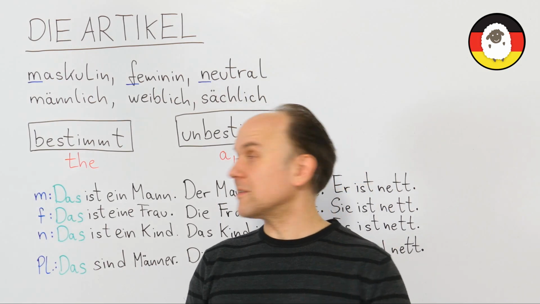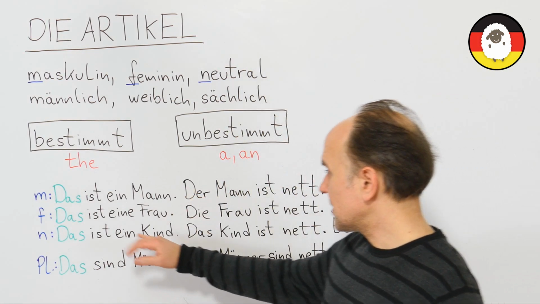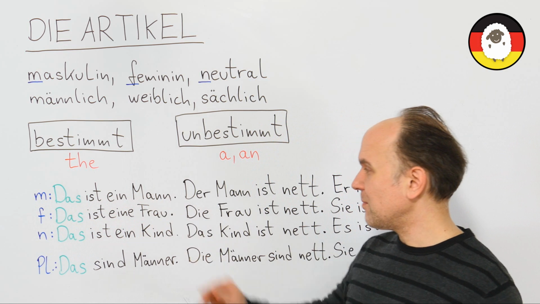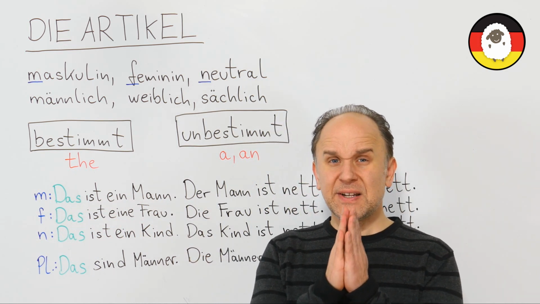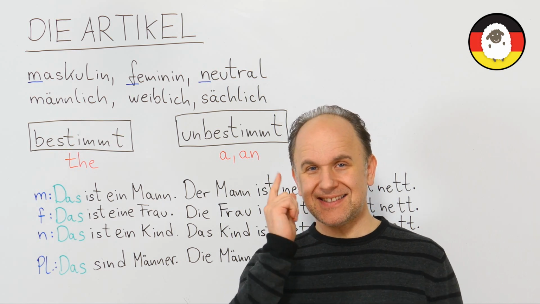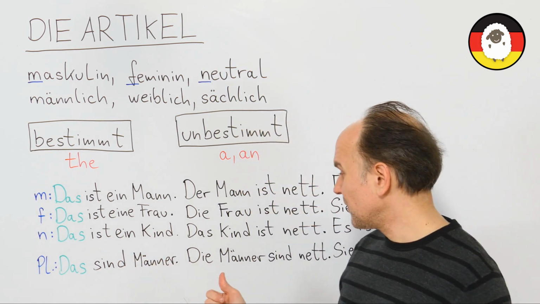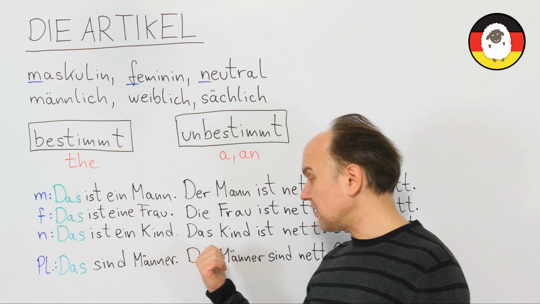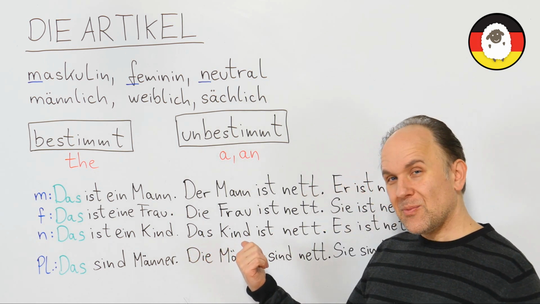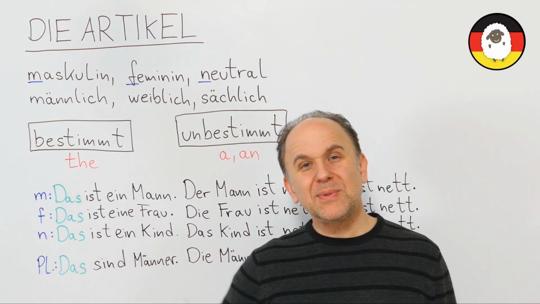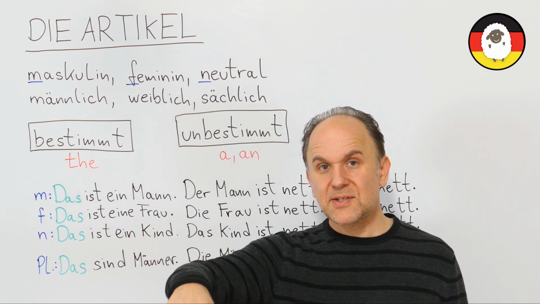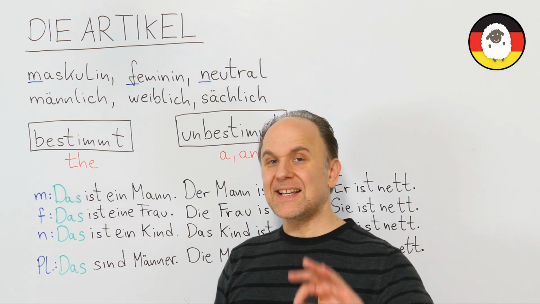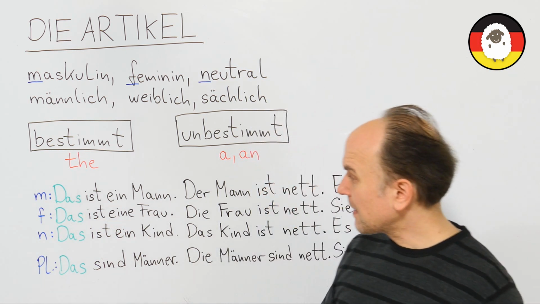Now let's look at some patterns. So, das ist ein Mann. Now, here's something very important in German. There are two different das's. As we've learned, das could mean "the" child, das Kind. But das also means "this" or "that." Das ist, this is or that is. So das has two meanings.